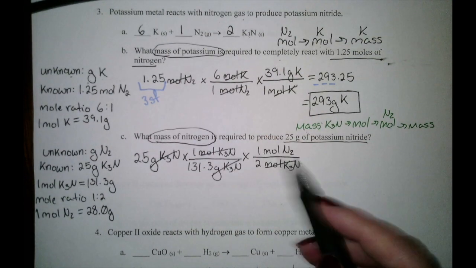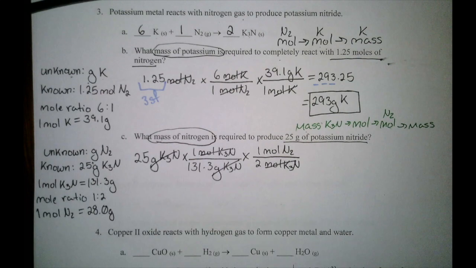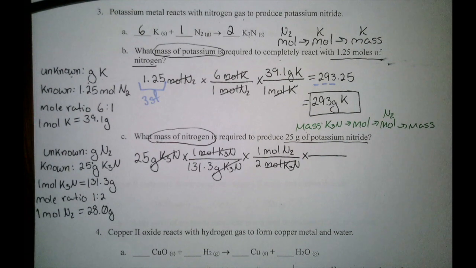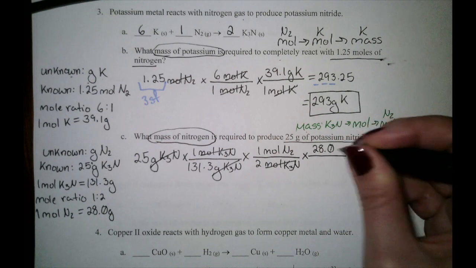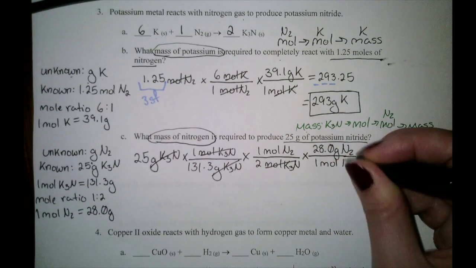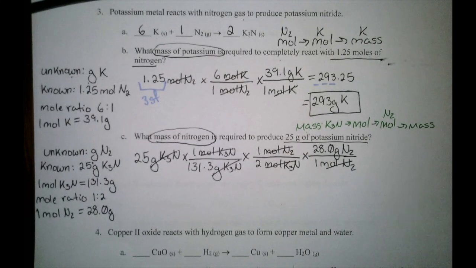Now I have moles of nitrogen, but remember, my unknown is mass of nitrogen. So again, I need to do one more conversion. We said the molar mass of nitrogen gas was 28.0 grams in 1 mole. Now I'm left with just mass of nitrogen. So now I can do my calculating.